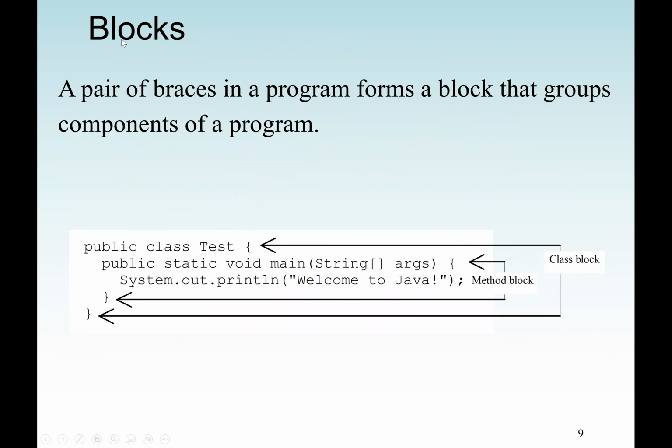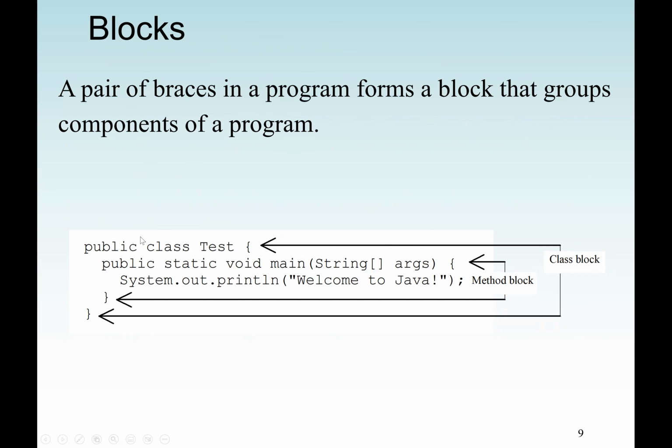Also, we have what we call the blocks. So in our program, we have two blocks. For the public class, we have an open curly brace and a close brace. Open and close, that's one block. Now in the main method also, we have a block, open and close. So we will call the public class block a class block, and the main method area a method block. So a block normally is a pair of braces in a program. It forms a block that groups the components of a program.